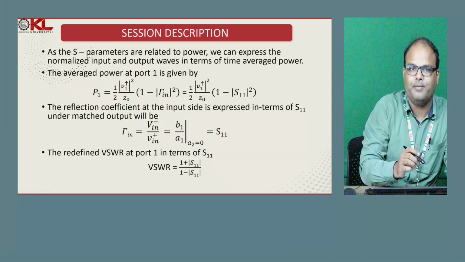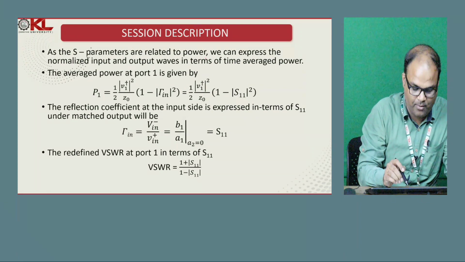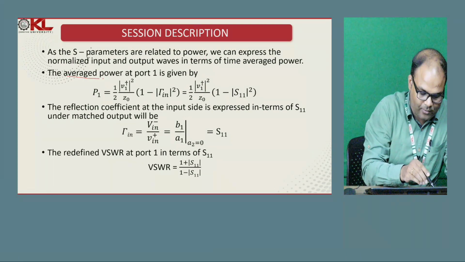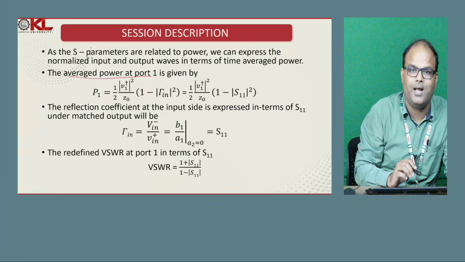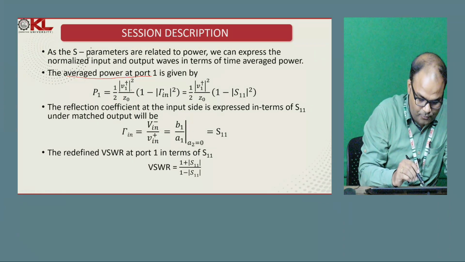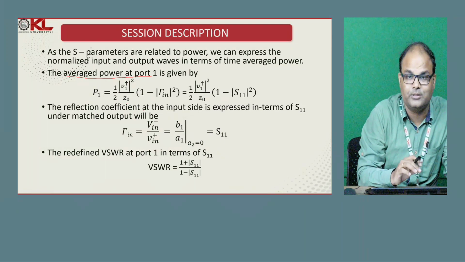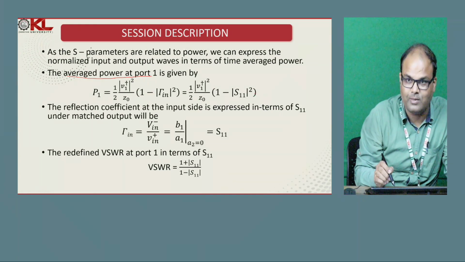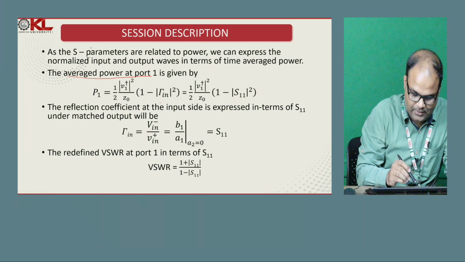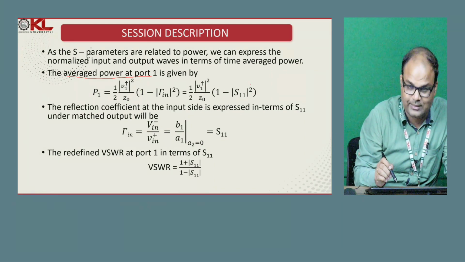Now if you are thinking about S parameter related to power, then we need to calculate the average power at port 1. So it is equal to half of V1 plus, meaning forwarding power, squared by Z0. I am not going for the total derivation; I am just extracting some values from there. It is equal to 1 by S11 squared. Gamma in squared we can also write as S11 squared.